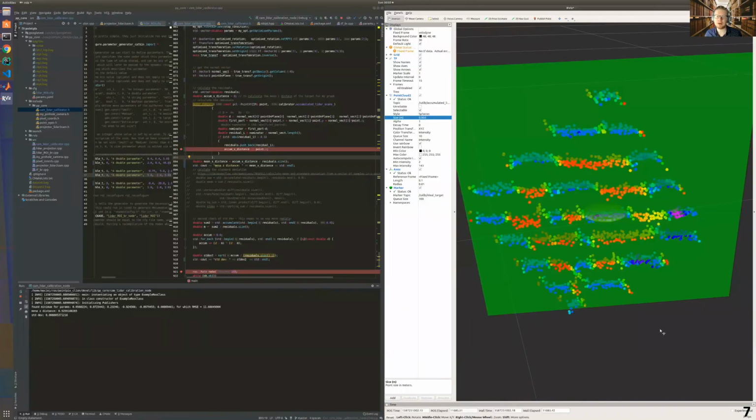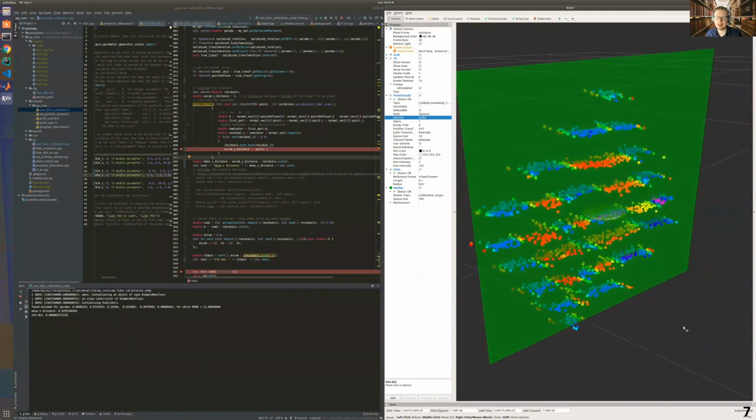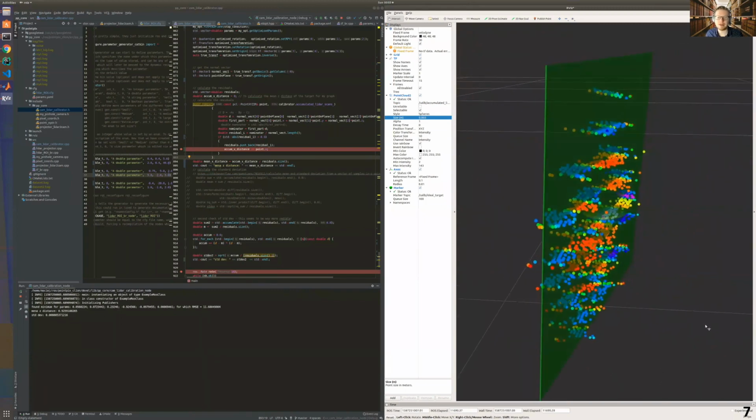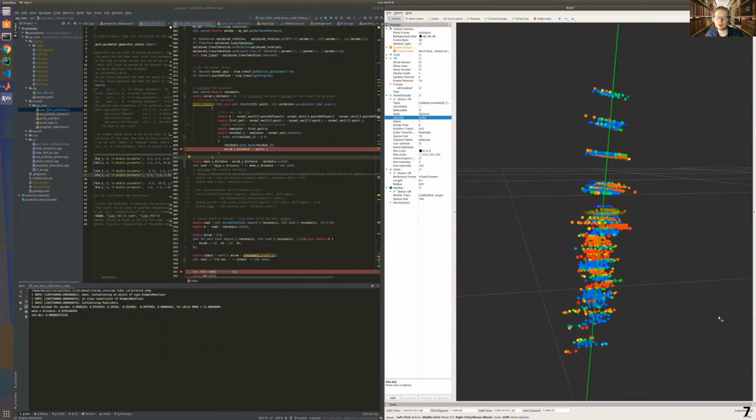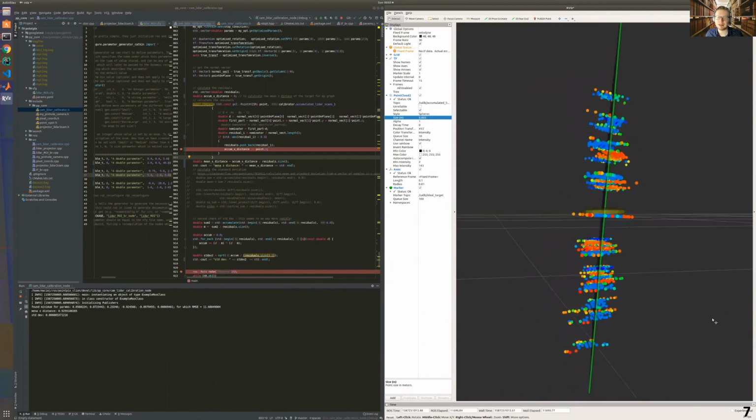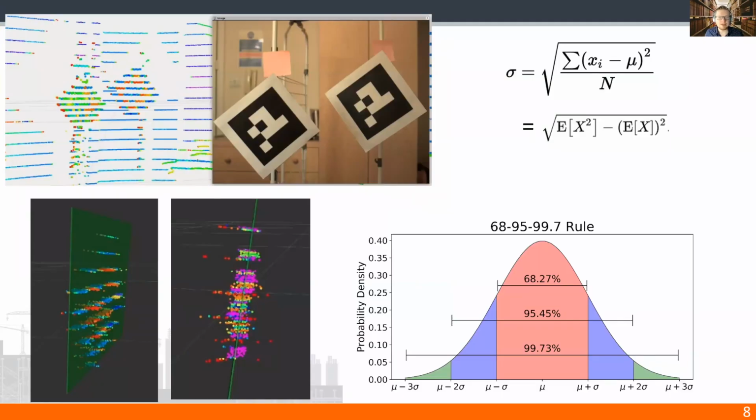Now we know that our target in reality is very thin and flat, so we can fit a virtual plane to the point cloud. I have done this, and the process of fitting a plane to a planar target is described in our paper. We know that the target is very thin, but the point cloud is not. So we want to measure the spread of the point cloud. How do we do that?